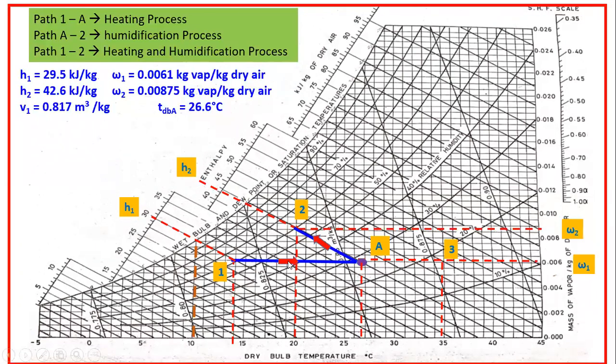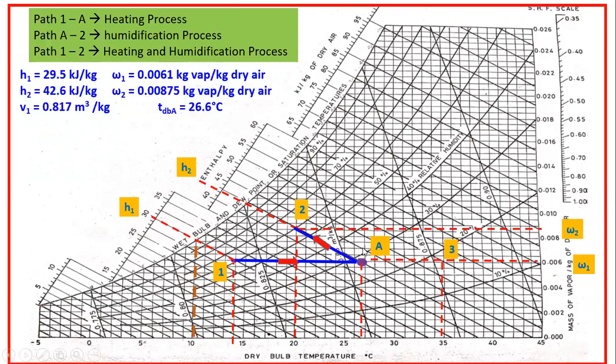So from 1 draw a horizontal line. This horizontal line, the sensible heating line from 1, should intersect the constant enthalpy line from 2. So that point is marked as A. So from here 1 to A is sensible heating and A to 2 is humidification. So what type of humidification process is it? It is adiabatic humidification. That means the enthalpy should remain constant after heating during humidification.